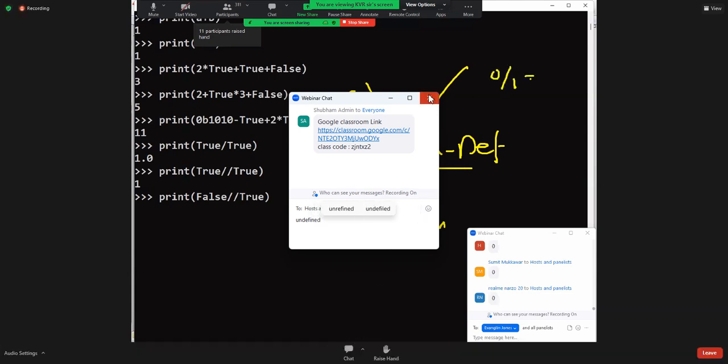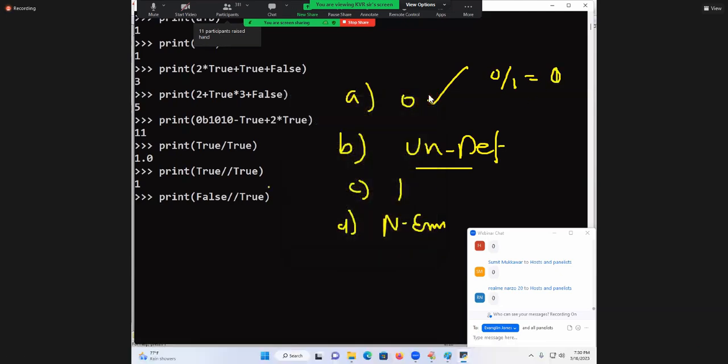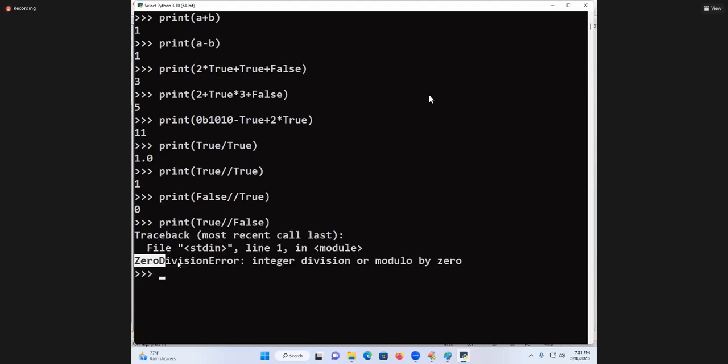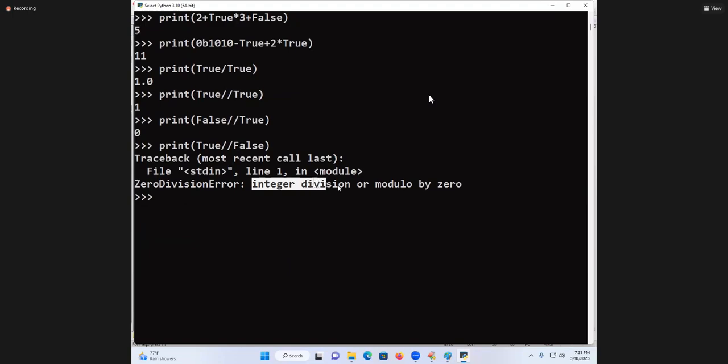0 by anything is equal to what? 0. Right? The opposite is called what? Undefined. Now I will take the opposite. Come on students. True by false. Yes, anything by 0 is called undefined. In Python, undefined is defined as zero division error. This is also one special point, students. The zero division error: integer division or modulo by zero is not possible.